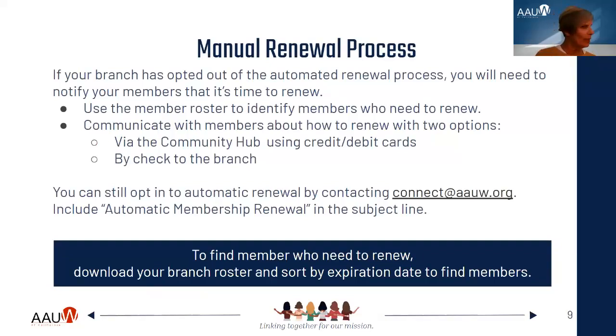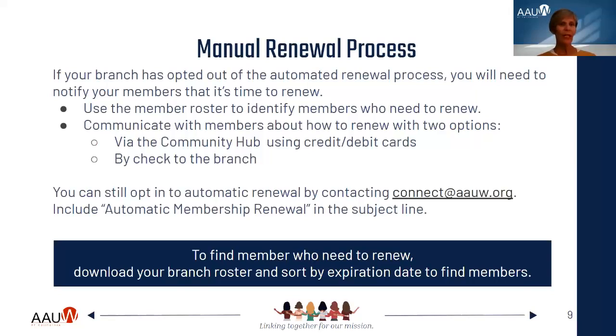So the first thing I'm going to talk about is the manual renewal process. As Raleigh stated, everybody was opted in to automated renewals, and some of the branches chose not to do the automated renewal process. If you're one of the, I think, 20 branches or so who made that decision, you need to notify your members that it's time to renew. That means they're not going to get a notice, so it's up to you to find them and to notify them.